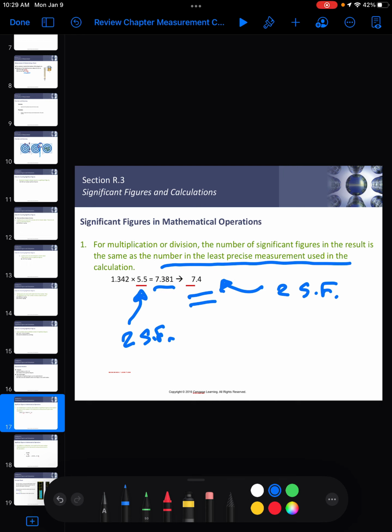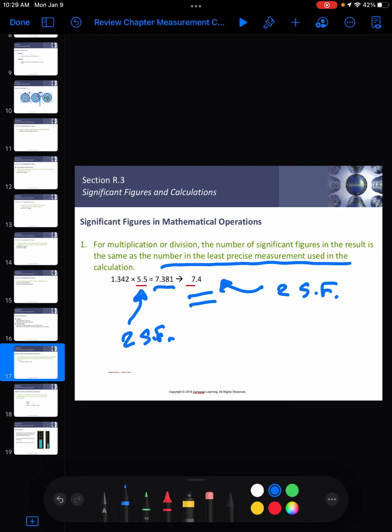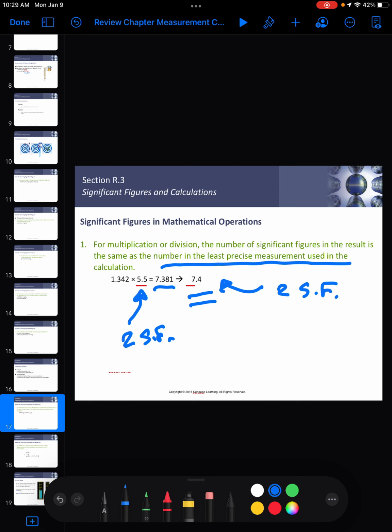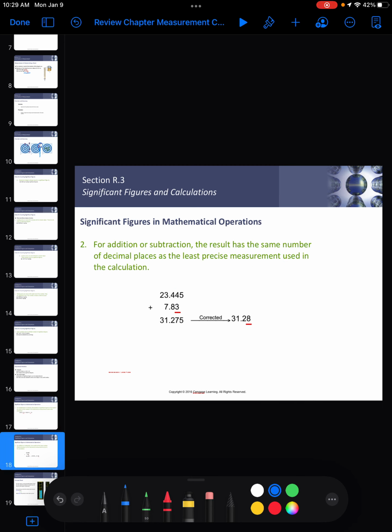I grew up in Europe, and I was taught to round to the nearest even number. When you are working problems, I will always give you plus or minus 1 significant figure. But I know in America they tend to just always round up. So when it's exactly 0.5.